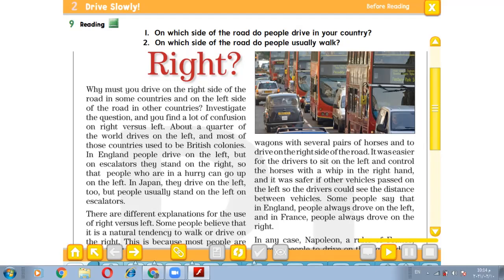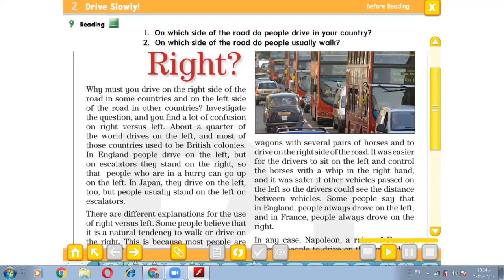Why must you drive on the right side of the road in some countries and the left side of the road in other countries? Other countries.